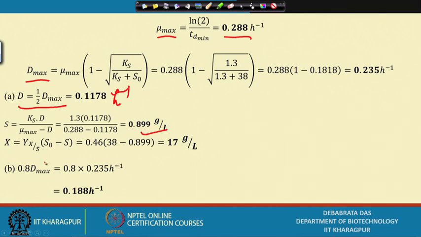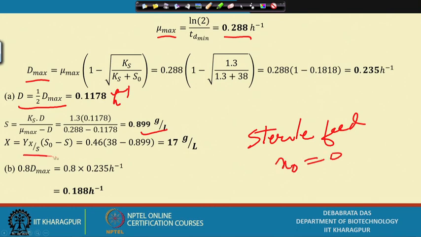x equal to this when we consider the sterile feed. If you have the sterile feed, then what will happen? x 0 equal to 0, am I right? And then we can have this equation, we can put this as 70 grams per liter. Now when D equal to 0.8 D max, this D value will be 0.188 hour inverse.